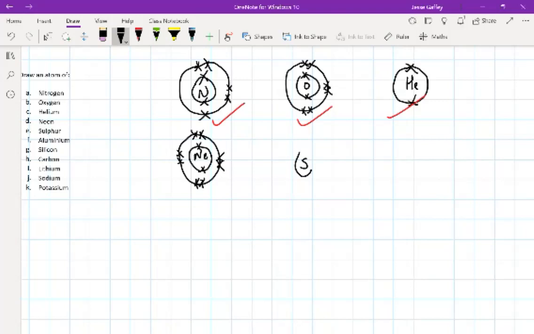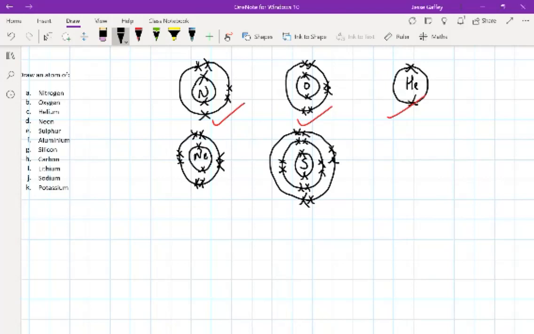Sulfur, S, has 2 in the first shell and it's got 16 altogether. So I'm going to have a full second shell. That gives me 10 and it's got 6 left. So in the third shell, it's got 1, 2, 3, 4, 5, 6.